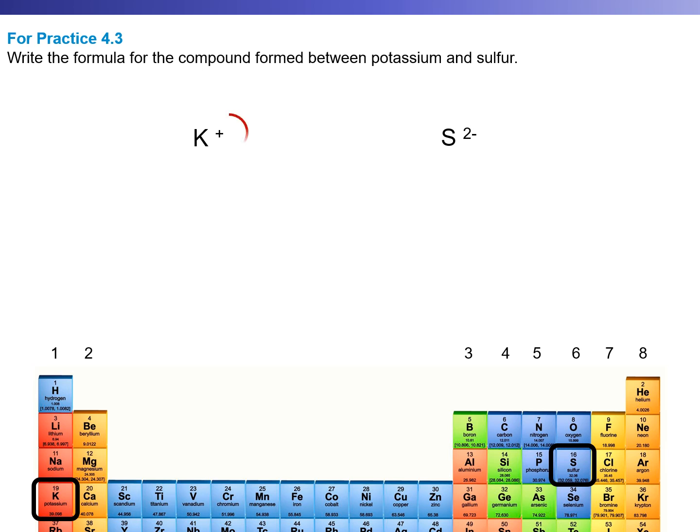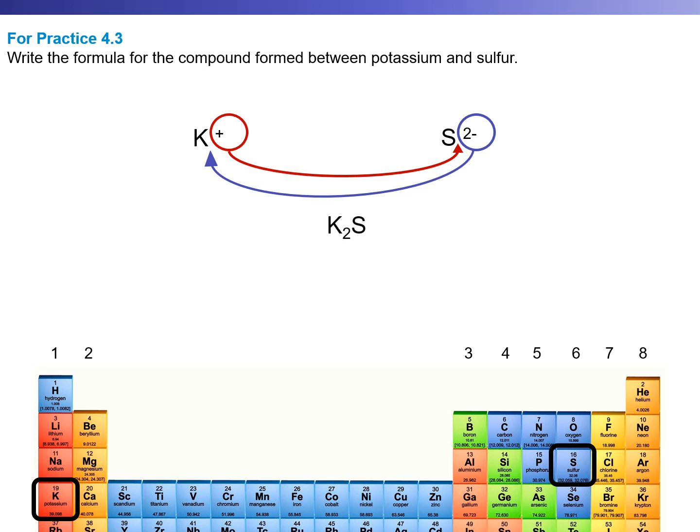So we're going to take the positive 1 that's in potassium and put that in the subscript for sulfur. Well, we're not going to take the positive, we're just going to take the 1. And then we're going to take the 2 from the 2 negative in the superscript of sulfur, and we're going to drop that into the subscript for potassium. And that will make our formula 2 potassiums, 1 sulfur.